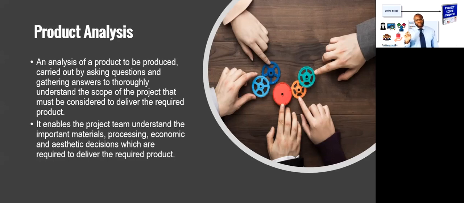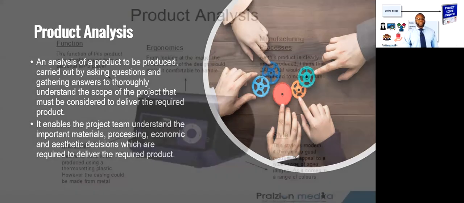This is carried out by asking questions and gathering answers, as you can see on the screen, to thoroughly understand the scope of the project that must be considered to deliver the required product. How far do I need to go to deliver what the client wants, what the customer wants? It enables the project team to understand the important materials, processing, economic, and aesthetic decisions which are required to deliver the required product. So here's a visualization of it.